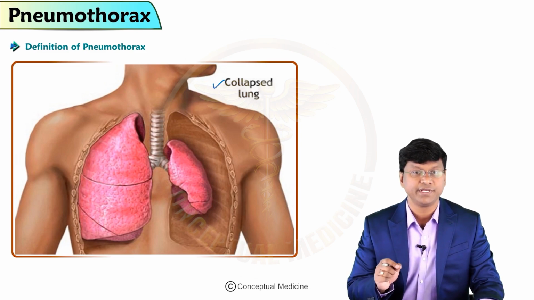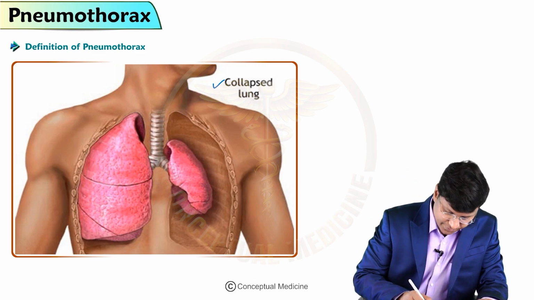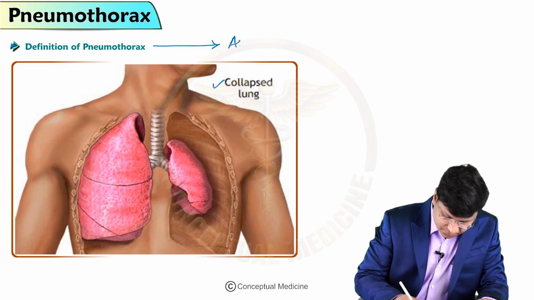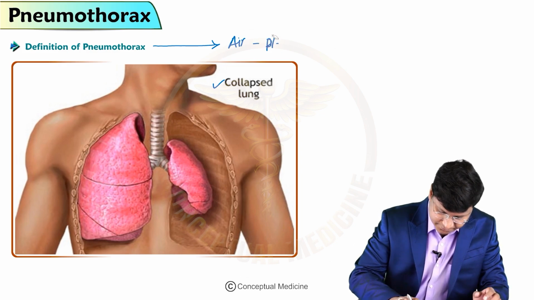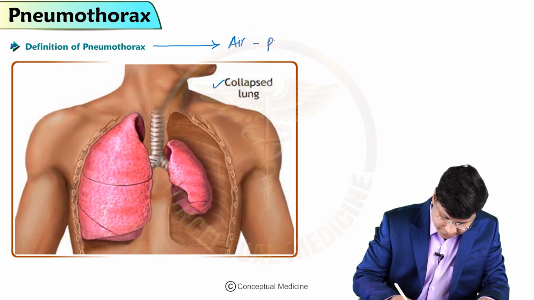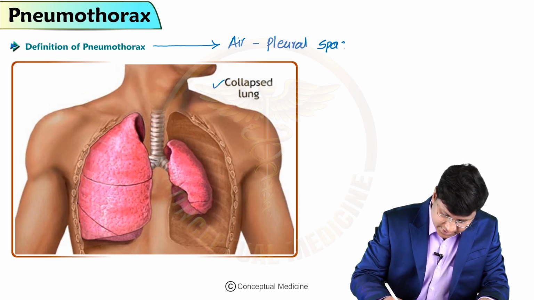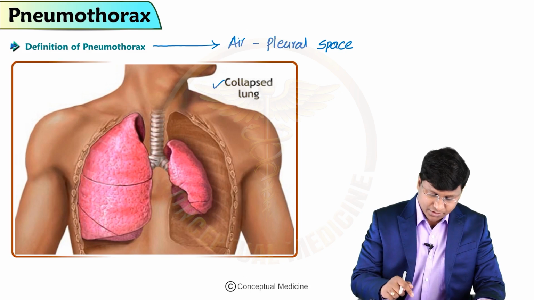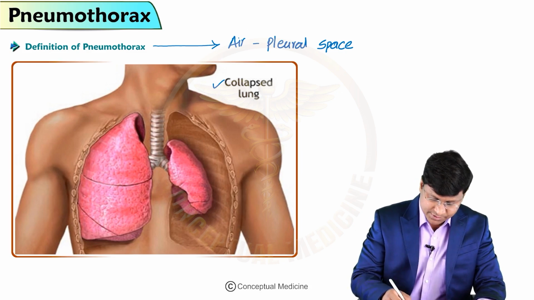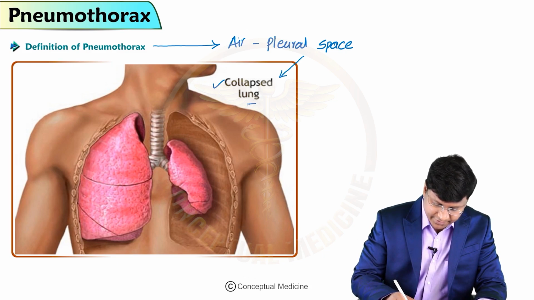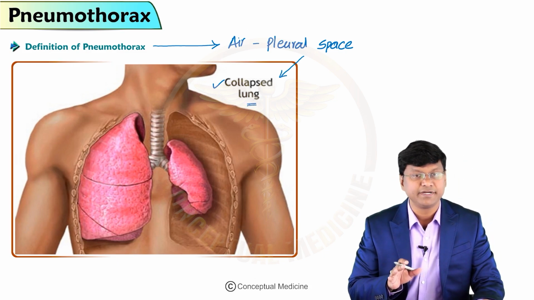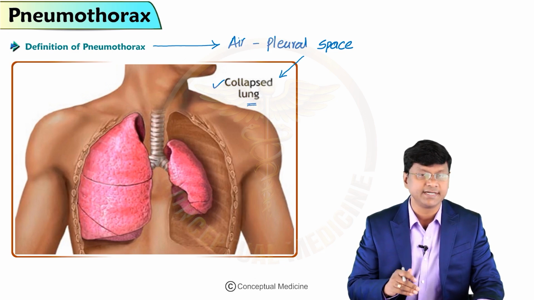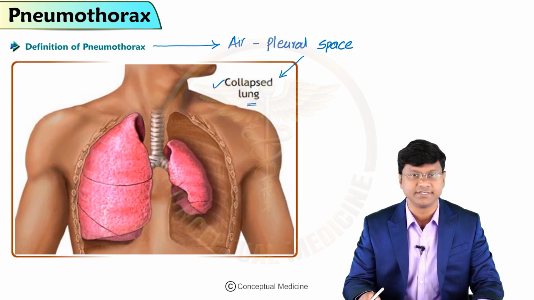Pneumothorax is a clinical scenario where you have accumulation of air in the pleural space. It is the excessive accumulation of air in the pleural space that is called pneumothorax. And because of this excessive accumulation of air in the pleural space, the individual develops what is called a collapsed lung. The development of a collapsed lung is the hallmark of pneumothorax, and that is the reason why pneumothorax is considered a medical emergency.